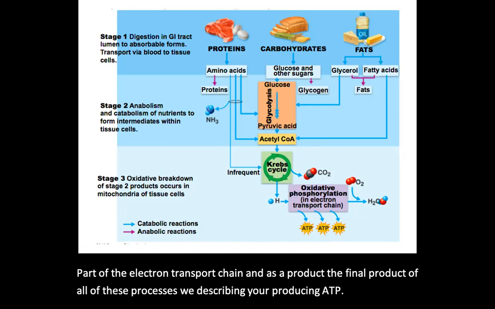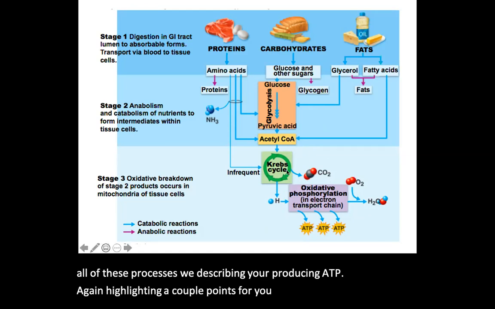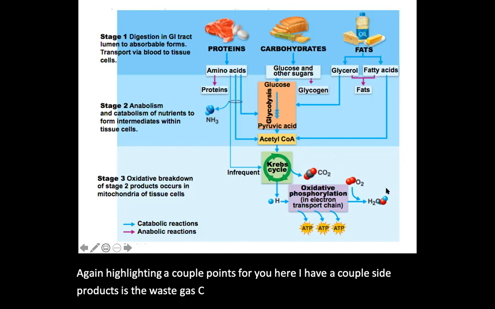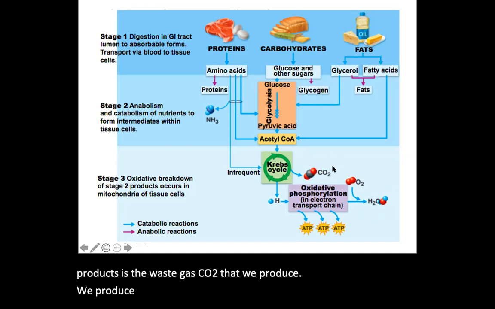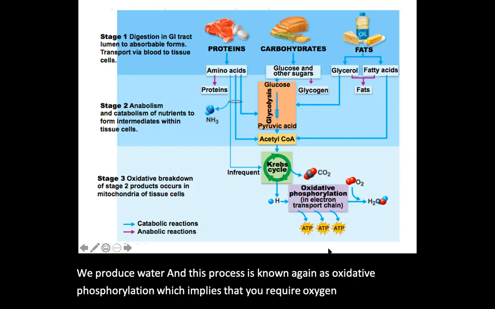Again, highlighting a couple points for you here. A couple of side products are the waste gas CO2 that we produce. We produce water, and this process is known again as oxidative phosphorylation, which implies that you require oxygen input to be able to produce ATP.